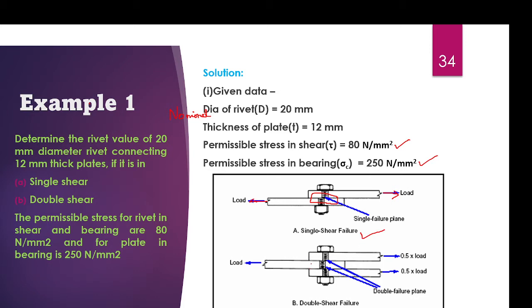But if the bolt is connecting three plates together, that is in the second diagram, you can clearly see there are two connecting planes and the bolt is suffering this shear stress in two planes. That's why we can conclude it as a double shear failure. Okay, is it clear? The single shear failure and the double shear failure.